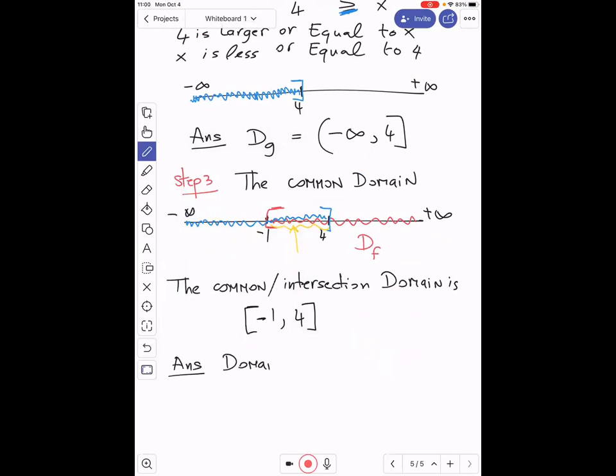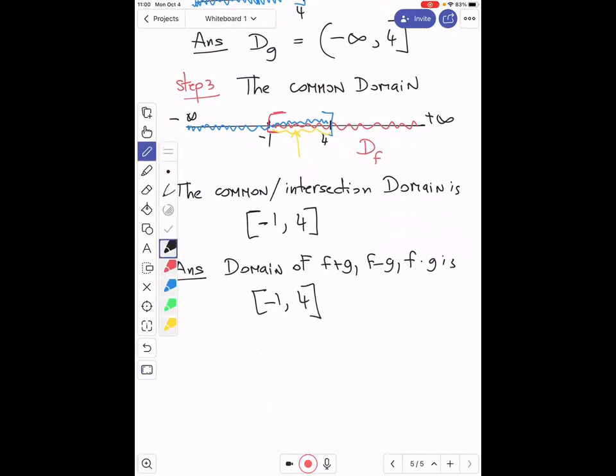Domain of f plus g, f minus g, f times g is -1 to 4. Both are included, -1 and 4. All right, so now next for f over g. Okay, so f over g, that will be step number 4.